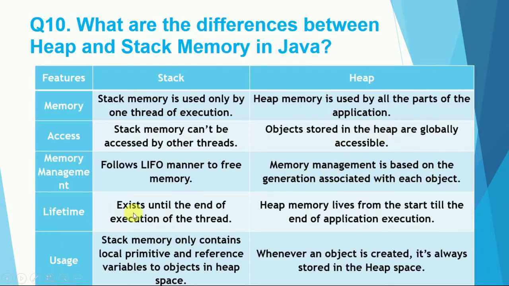If we talk about lifetime, stack exists until the end of execution of the thread, and heap memory lives from the start till the end of application execution. If we talk about usage, stack memory only contains local primitives and reference variables to objects in heap space, whereas in heap, whenever an object is created, it's always stored in the heap space. I hope you understood the difference between stack and heap.